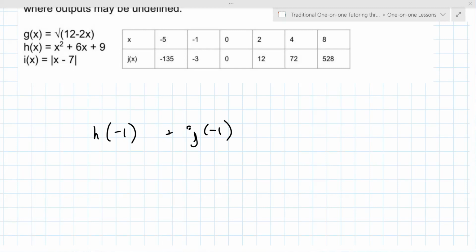How are you doing on this one? I finished that one, but I'm not sure.